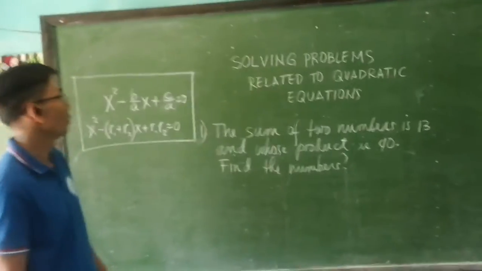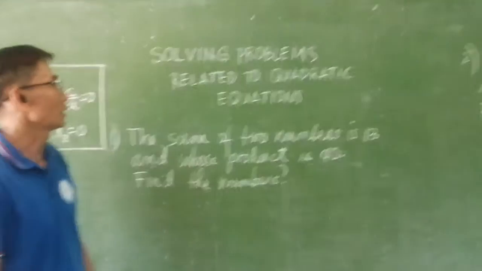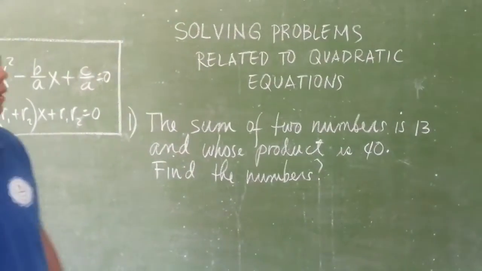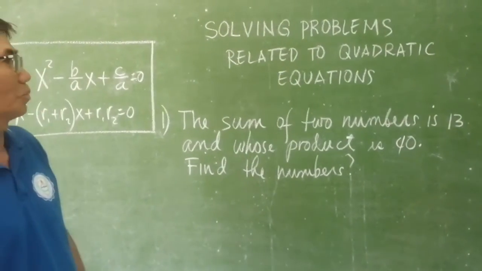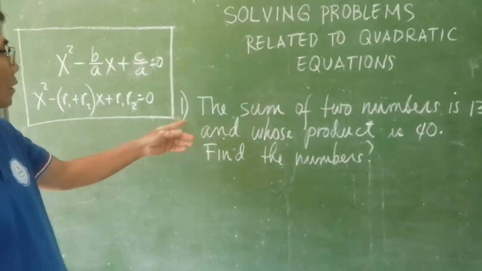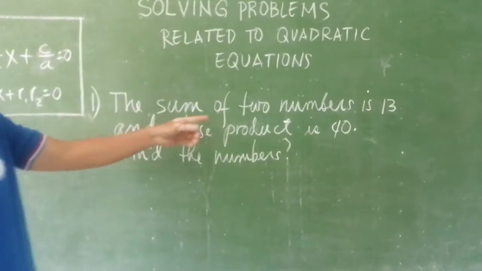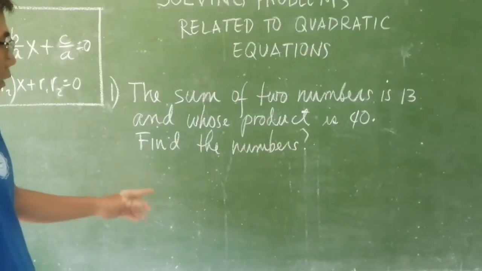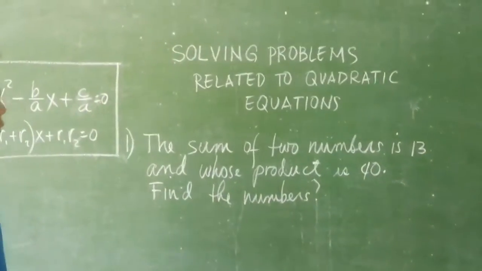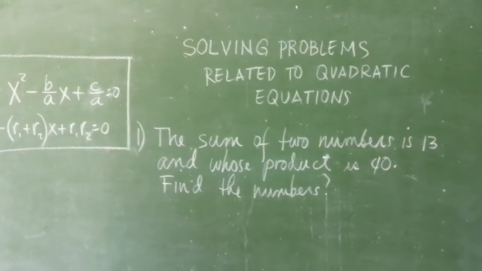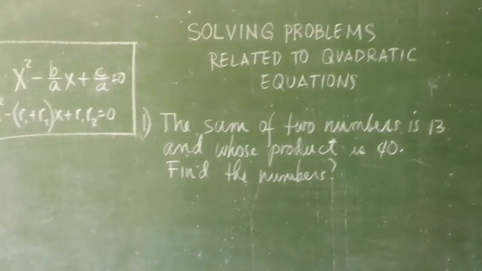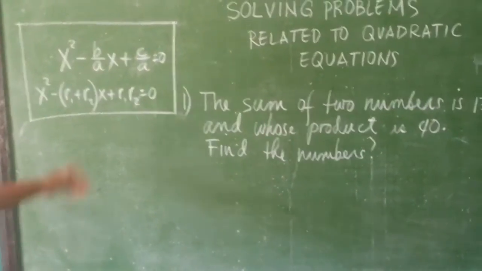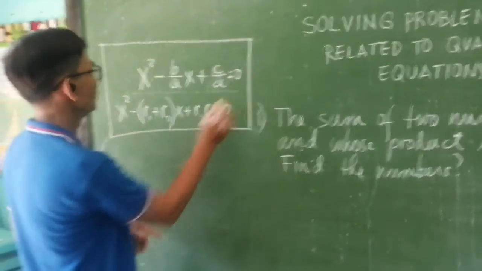Okay, solving problems related to quadratic equations. So, I will just make simple problems and simple solutions. Number 1 here: the sum of two numbers is 13 and whose product is 40. Find the numbers. So, we are going to find two numbers. Now, if you are rushing, kung nagmamadali kayo, mabilis lang ito. So you can use this kung pabilisan ang gusto nyo.